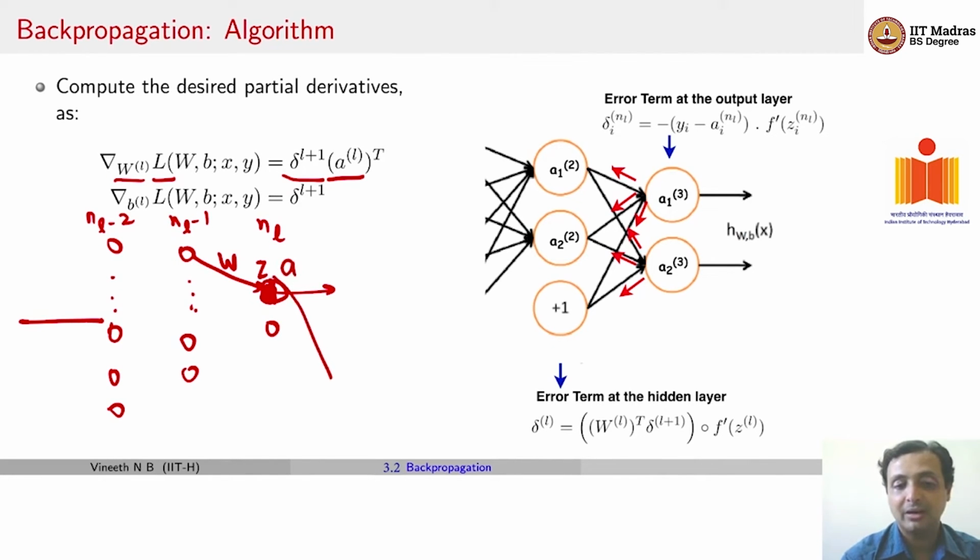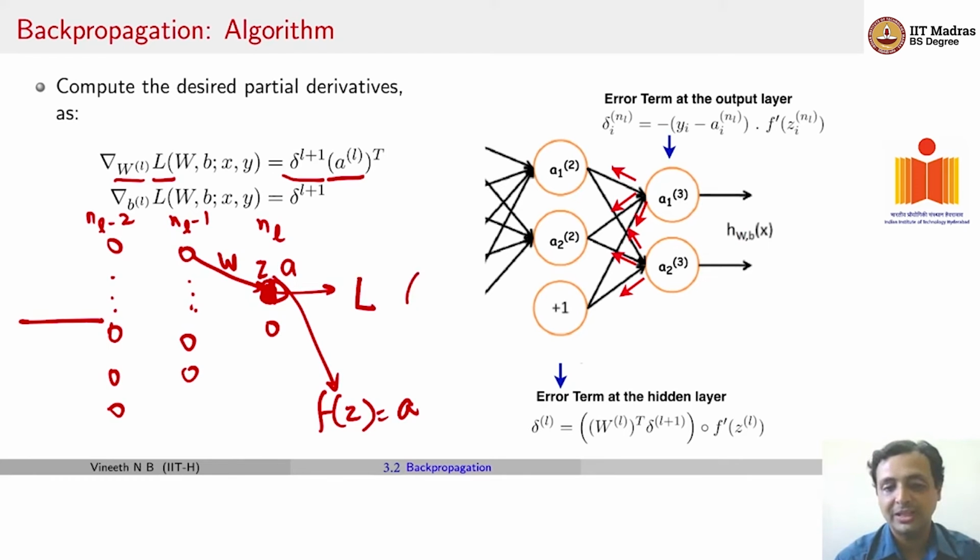So the way Z and A are related is f of z is equal to a, where f is the activation function of your choice. And this a is finally used to compute your final loss function. Remember, we said it is y minus a whole square, where a is the output and y is the expected output.